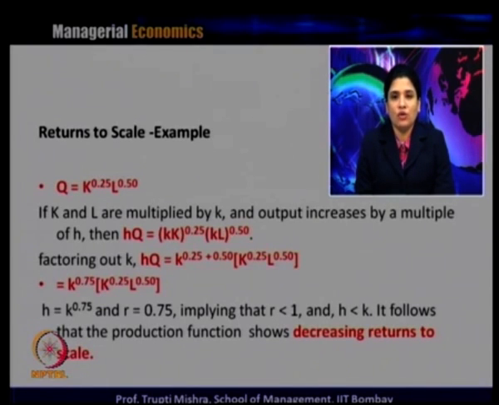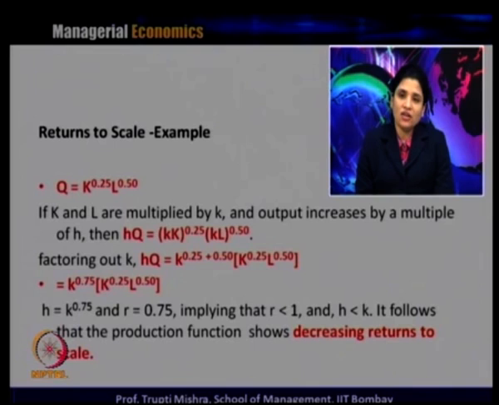So, here what is the value of h, or by which proportion is the output changing? h is equal to k to the power 0.75, and r is equal to 0.75, implying that r is less than 1 and h is less than k. So, it follows that the production function shows decreasing returns to scale. If you remember, if V takes a value less than 1, which is here actually r, we are considering this as r. In this case, if r takes a value less than 1, then it is a case of decreasing returns to scale.